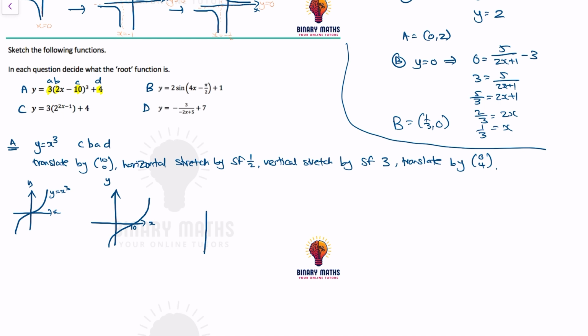Okay. Next thing is a horizontal stretch by scale factor a half. So that means the x-intercept of 10 will halve. So it's going to be going through 5 now. Vertical stretch by a factor of 3. Now, because there is no significant point at the moment, it's just a stretch, so the x-intercept won't change. So let's just draw it very similarly, going through 5. And the last step is translate by 0, 4.